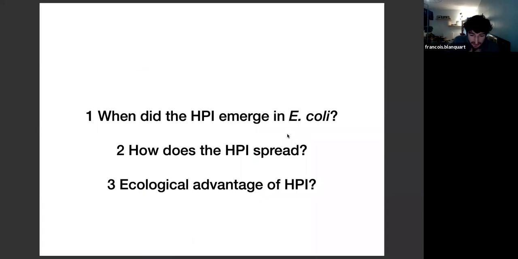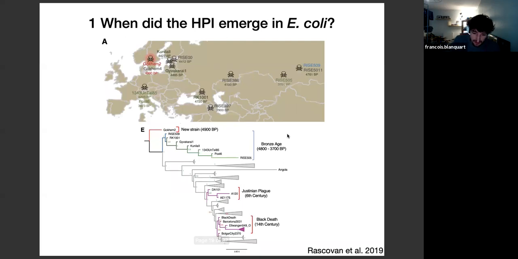So the questions we wanted to ask is, when did the HPI emerge in E. coli? And the hypothesis we had at the beginning was that maybe the HPI emerged quite recently and then increased in frequency as we observed in France. How does the HPI spread? And what is its ecological advantage? And for the first question, it is known that the HPI comes from Yersinia pestis, and it jumped to E. coli, and we wanted to date that more precisely.